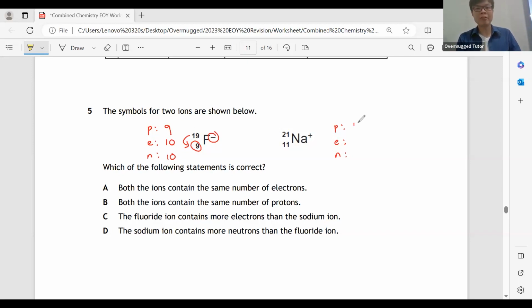Okay, protons should be 11 for this. Electrons should be 10, because it lost 1. Number of neutrons is also 10, 21 minus 11. Okay, now we just check your answer. Same number of electrons, yes. Same number of protons, no, 9 and 11. Fluoride contains more electrons, no. Sodium ion contains more neutrons, no.